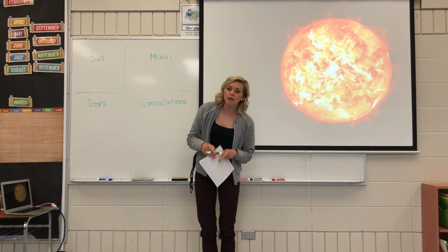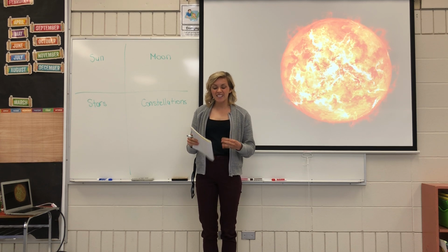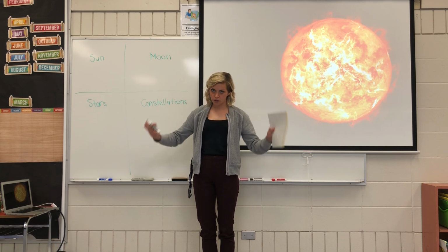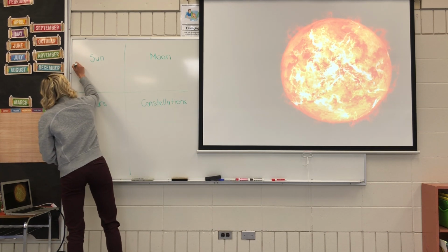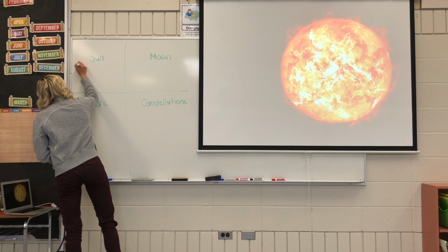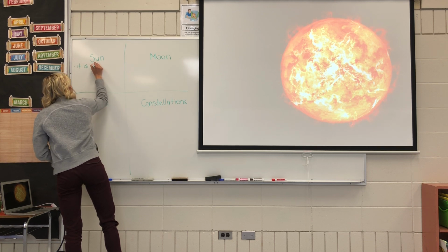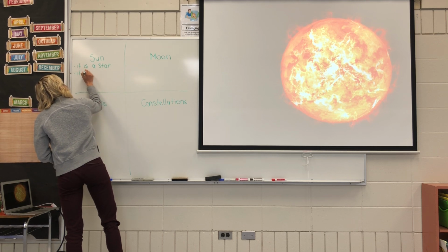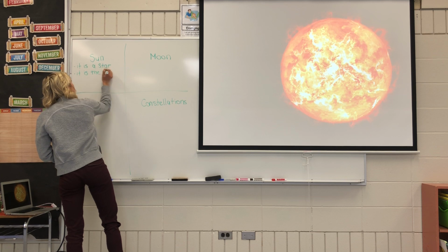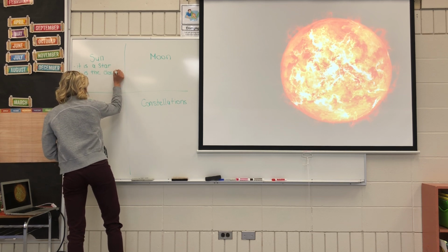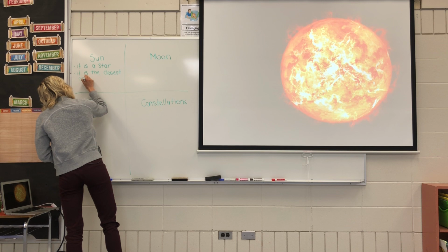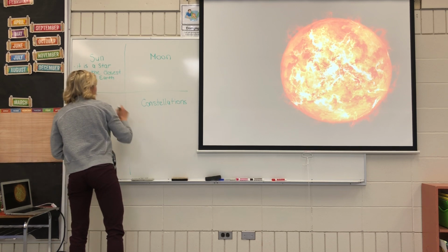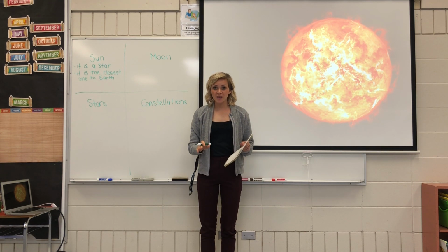So for the sun, when I watch my video, I'm going to write down 2 or 3 things that I learned. One of the things I might learn while I'm watching the video is that the sun is a star, and it's the closest one to Earth. So I would write down, it is a star, it is the closest one to Earth. All right? There's an example for our sun.